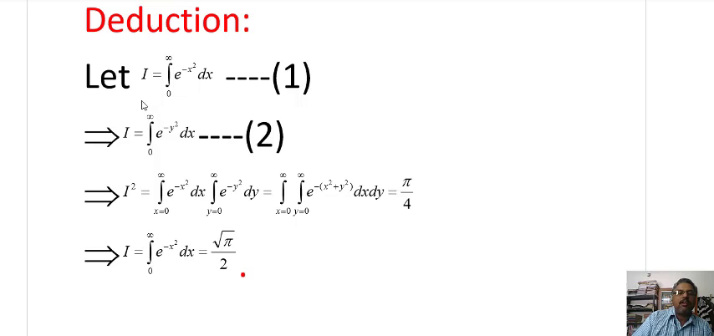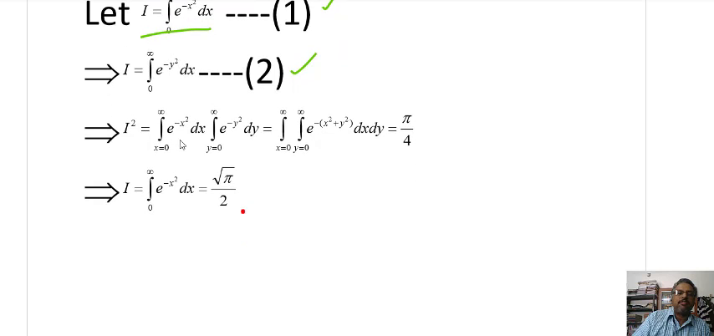Now we will find this integral value, integral 0 to infinity e power minus x square dx, assume this is I. Now this is a definite integral. If you replace x by y, you will get the same I. Multiply these two, I into I is I square equals integral 0 to infinity, integral 0 to infinity e power minus x square into e power minus y square, which is nothing but e power minus (x square plus y square).